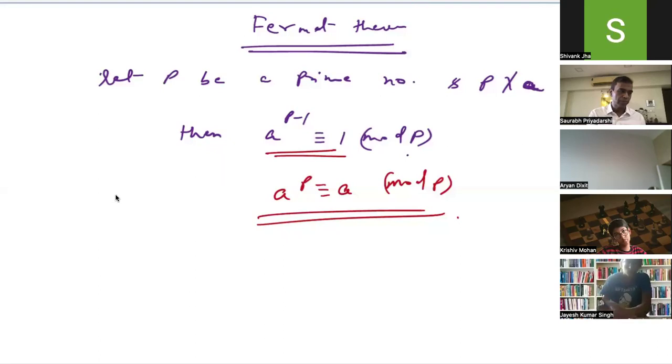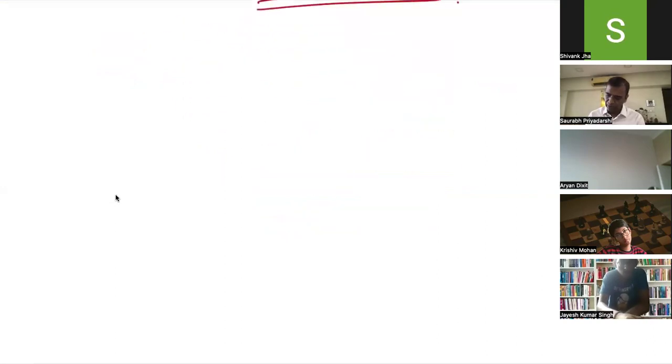सर ये जो a to the power p congruent to a mod p है, इस पर restriction है क्या? हाँ बेटा, आएंगे, अभी बताता हूँ.